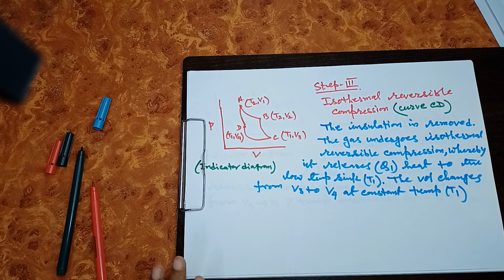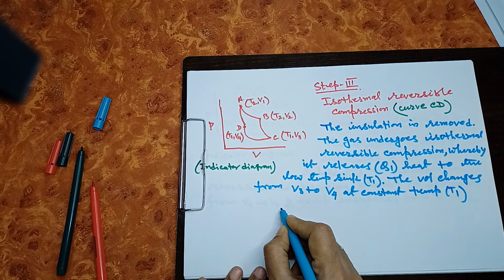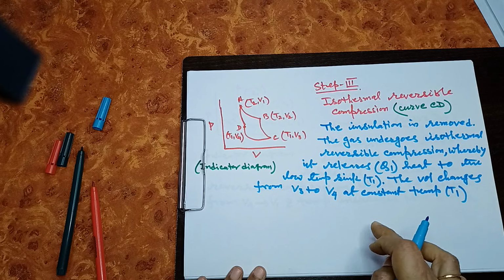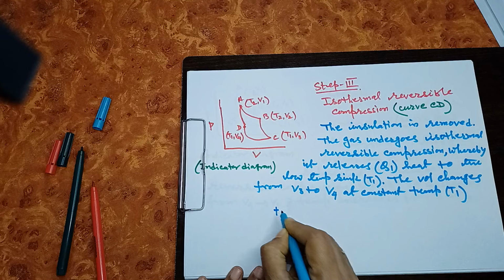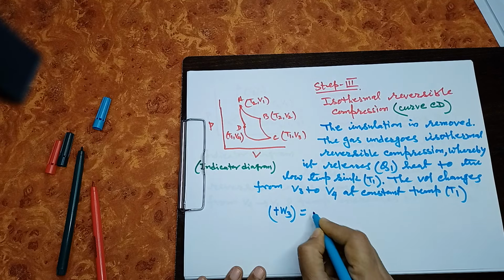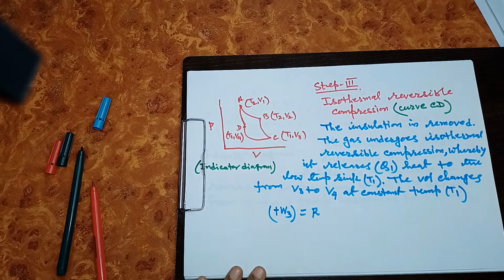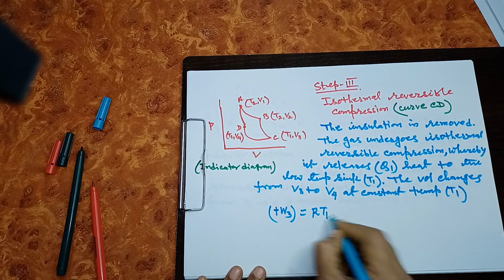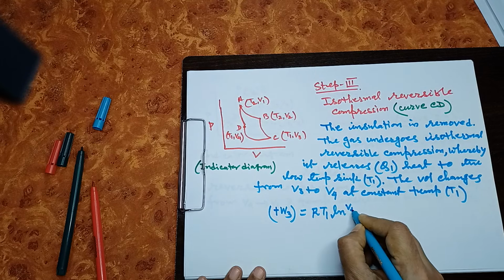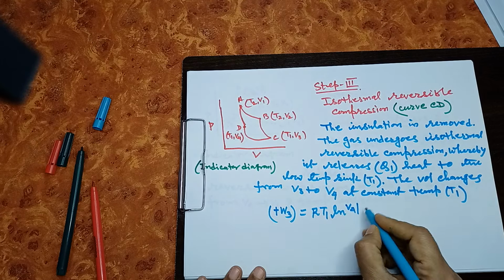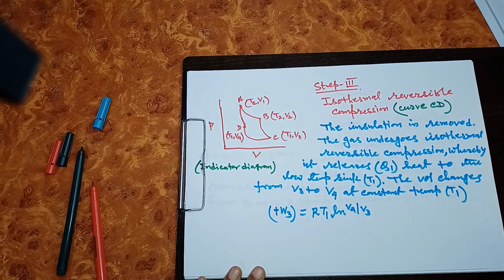So what will be the expression of work done? Here, work is done on the system, so the sign will be positive. So I am writing plus W3, that will be equal to R, here constant temperature is T1, then ln final volume V4 by initial volume, that is V3.